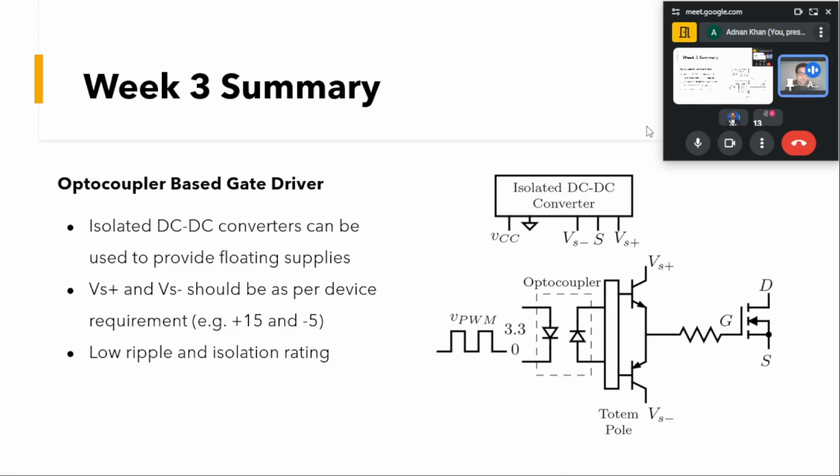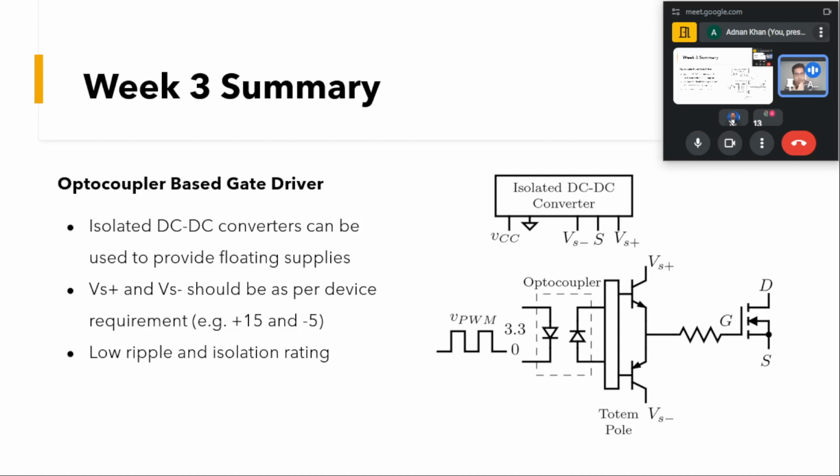Also, these isolated DC-DC converters should have isolation ratings suited for this, because now the source will be connected to this source, and if these isolated DC-DC supplies are not rated for whatever VDC will come here, they can get damaged, because they should be able to handle that amount of voltage. These were some of the requirements.